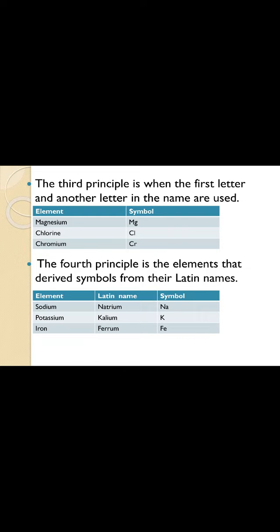We also have silver, whose Latin name is argentum. That's why its symbol is Ag. We also have iron, whose Latin name is ferrum. That's why its symbol is Fe, and so on. So these are the ways elements are being symbolized. So in chemistry, elements have their own definite symbol.